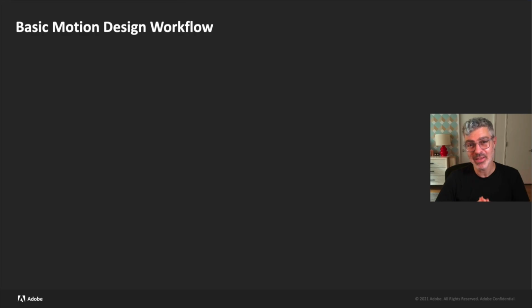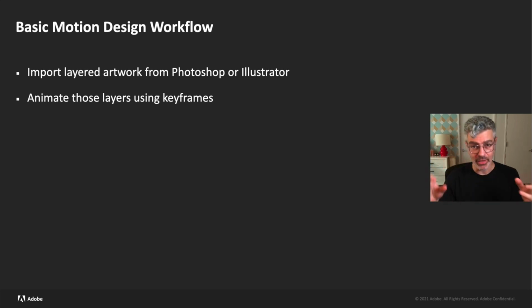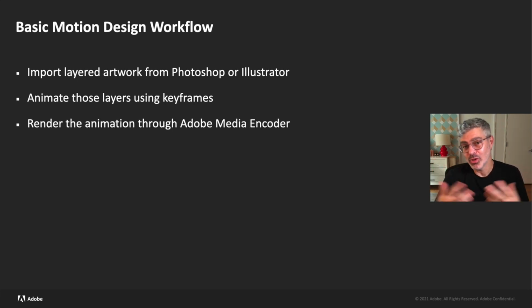Wow, it's amazing. Basically, the way you're going to pretty much always work in After Effects is importing art from Photoshop or Illustrator or other sources, animating those layers using keyframes until you think it looks good or until you've run out of time. And then you'll render through Adobe Media Encoder to turn it into a file that you could post online or something. That's pretty much it. That's the motion design process.